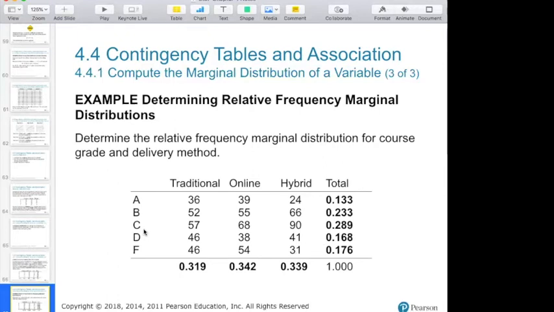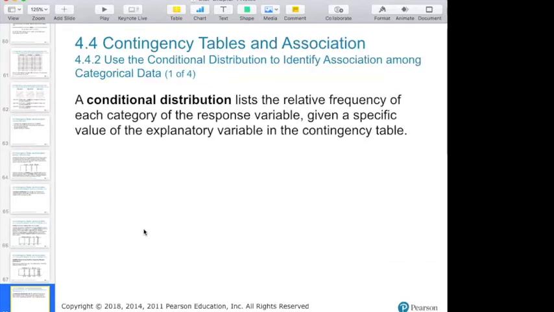So if I wanted to make this into a relative frequency, the entire table has to be 1 whole. So it has to be 100%. When we're looking at it as a decimal, it's going to be 1. So finding these row and column totals, we would have to look at it that way. If we want to look at a conditional distribution, we're looking at a specific condition.